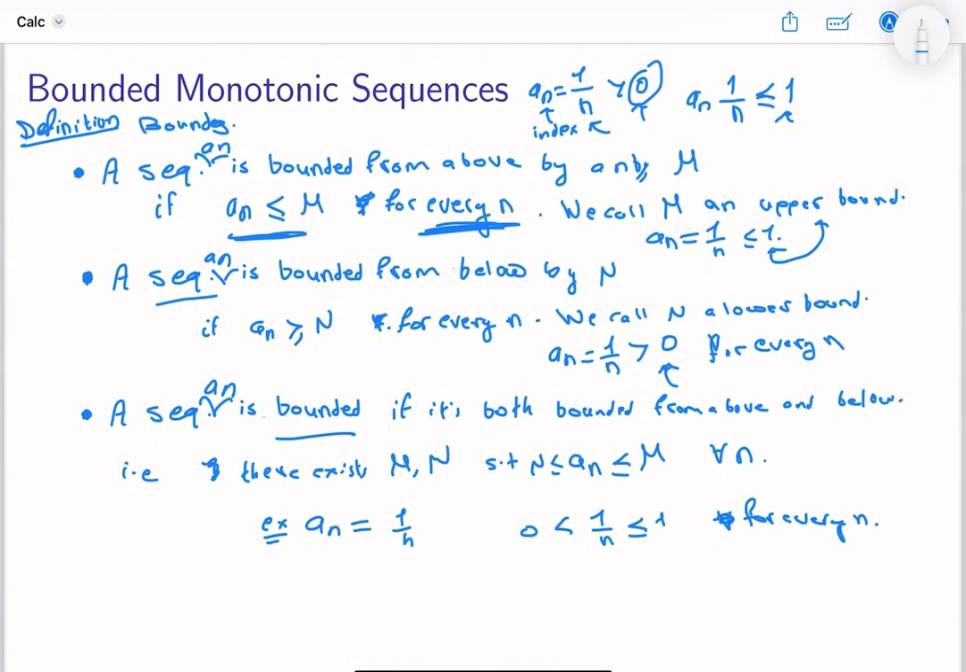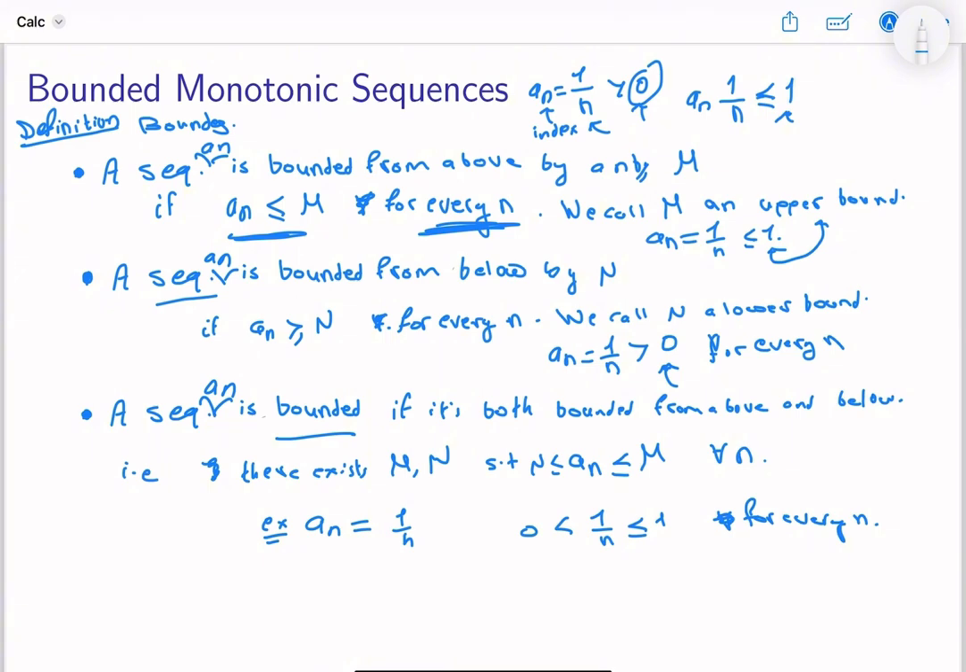So why are bounded sequences important? We're going to take more examples, but let me tell you why these are important. The reason is that usually when I ask you to compute a limit of a sequence, the first question you should ask yourself is whether or not the limit exists, that is, whether the sequence is convergent or divergent.